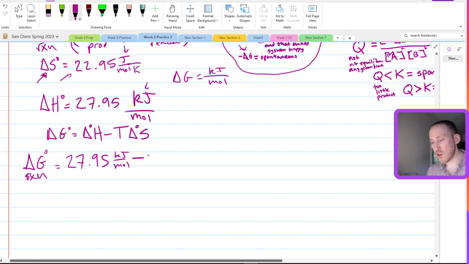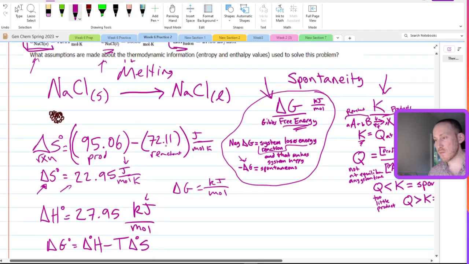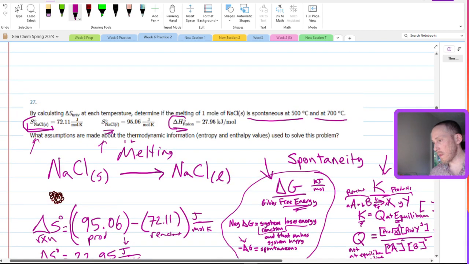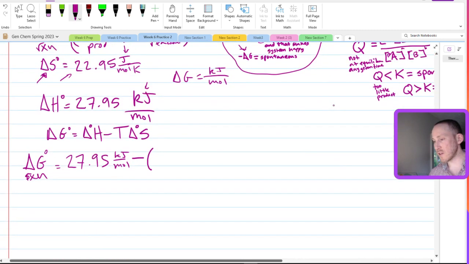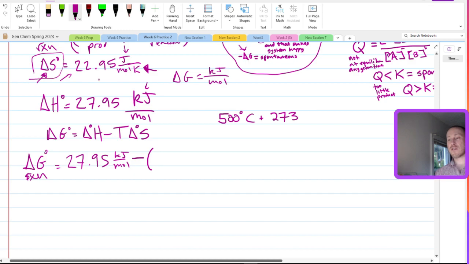And we're going to subtract the temperature, which is part of the question, right? So is it spontaneous at 500 C and 700 C? Now, of course, to convert from C to K, which you have to do, because look, our entropy value, or delta S over here, is in joules per mole Kelvin. So we have to be in Kelvin to use it.